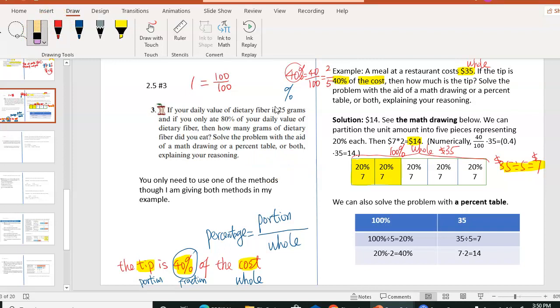So if you spend $35, you're gonna have to pay $14 tip. Now let's look at the percent table method, or sometimes we just call it table method.